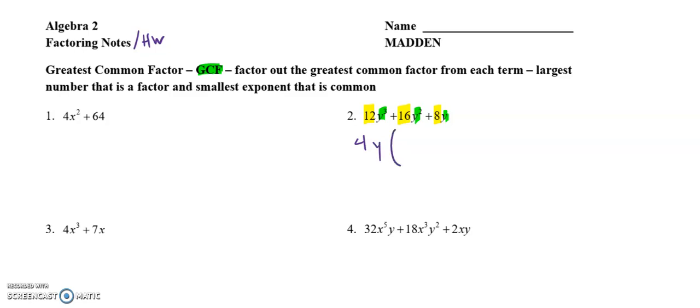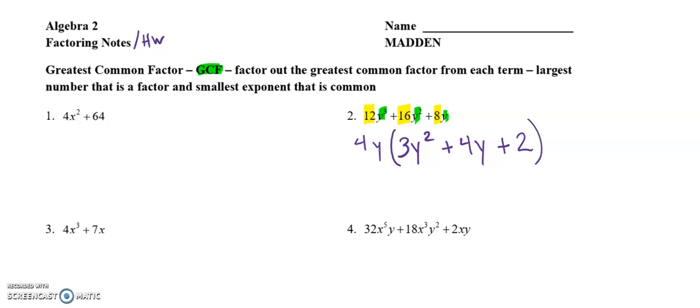And then what's left over? 4 times what is 12? 3. Y times what is y cubed? Y to the second. Plus, look at the middle term here. 4 times what is 16? 4. Y times what is y squared? Y. Plus 4 times what is 8? 2. Y times what is y? 1. So the 2 times 1 gives us just 2 at the end.